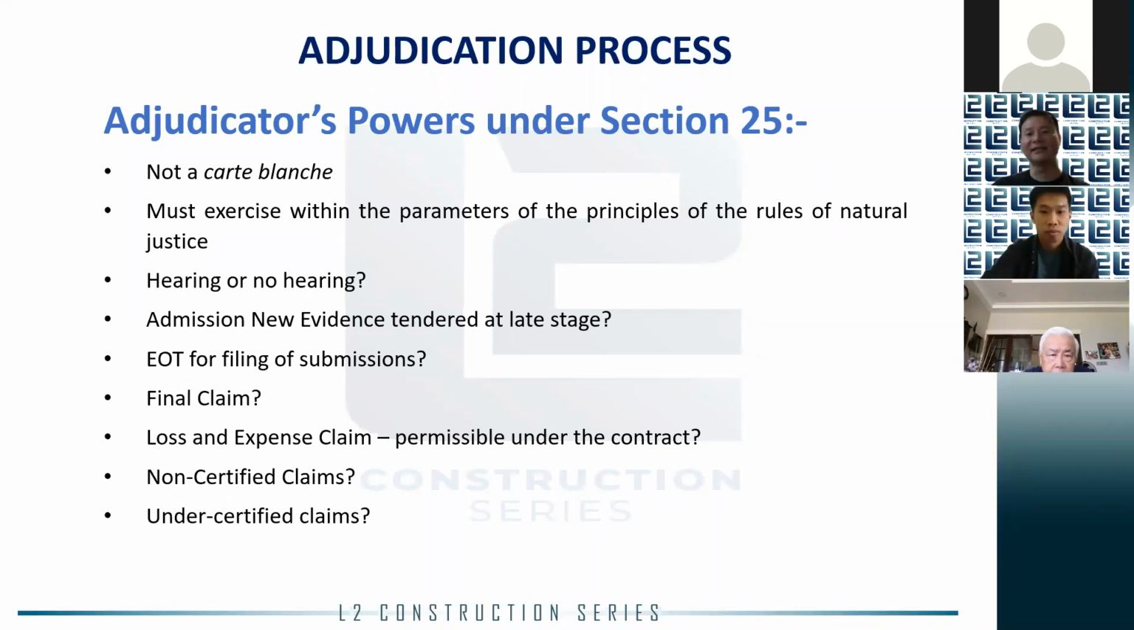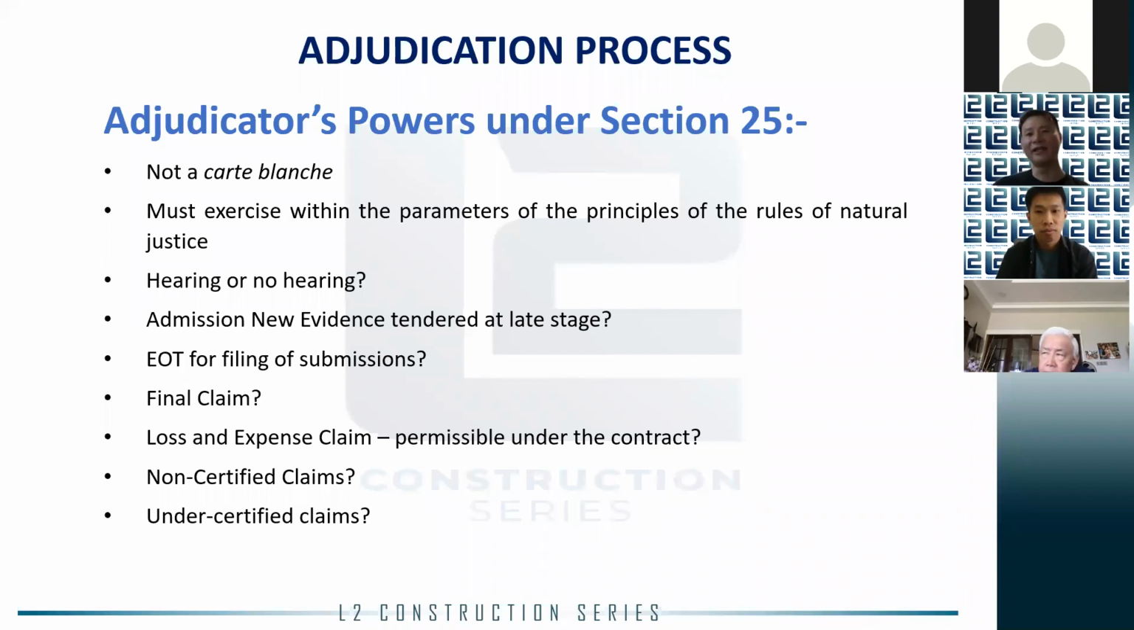Now, the other thing is under-certified claims. Again, this one is also settled. There is a MRCB decision in the Court of Appeal, which has already been upheld by the Federal Court last year, which says that under-certified claims are also included as part of adjudication.